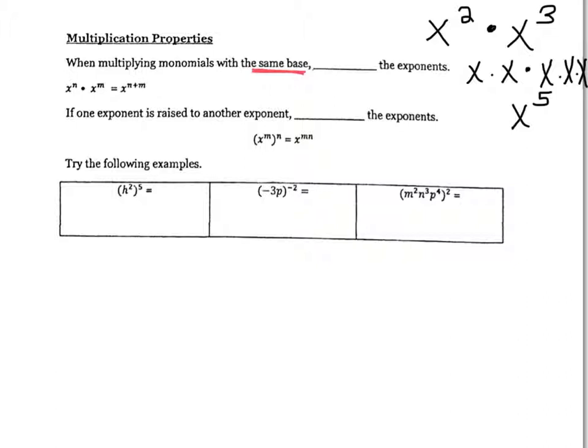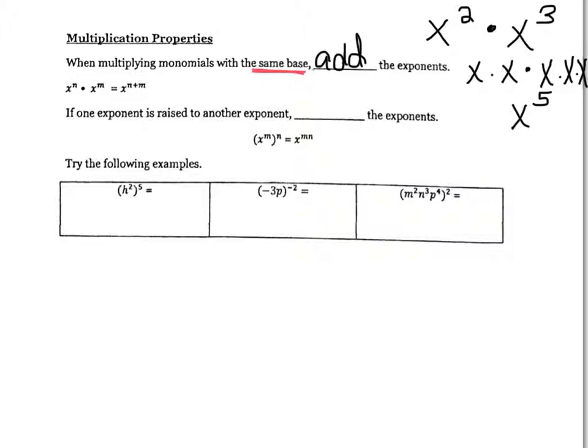Well, what's another way that we could do that without having to do this in between step? So how could I get from x squared times x cubed straight to x to the 5th? And hopefully you figured that out, that we're going to add the exponents. So when we multiply monomials with the same base, we're going to add the exponents. If they don't have the same base, you can't put them together.